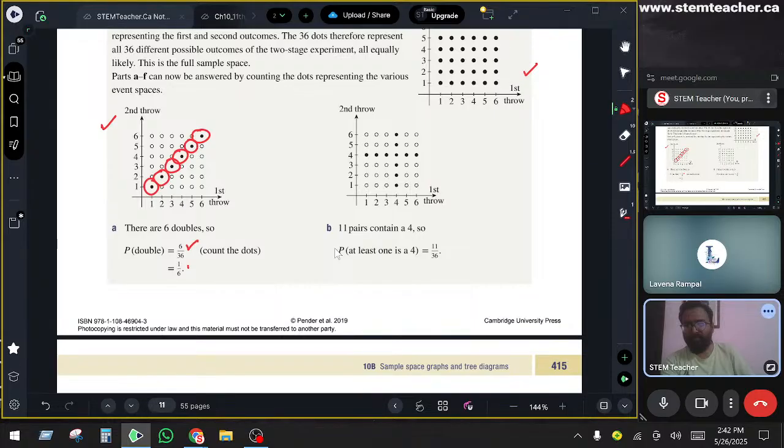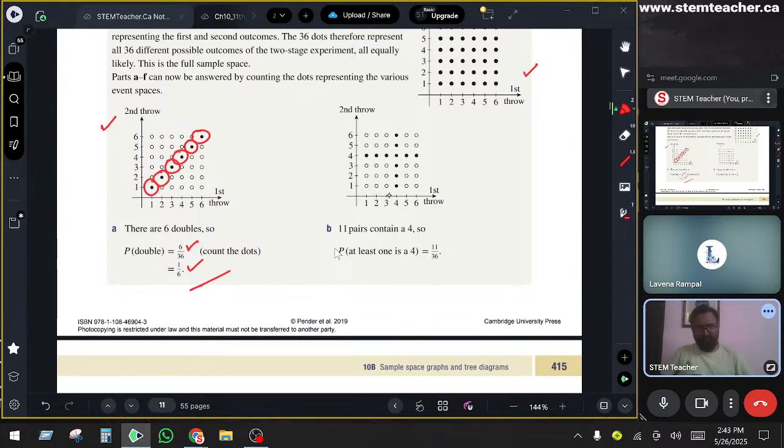That's it. Okay. And similarly, what is the second part? At least one number is 4. At least one number is 4 means the first throw might be 4, then anything could happen. Or the second throw might be 4, and the first throw could be anything. So how many possible outcomes are here? 11. So the total is 11 by 36. This is your required probability.